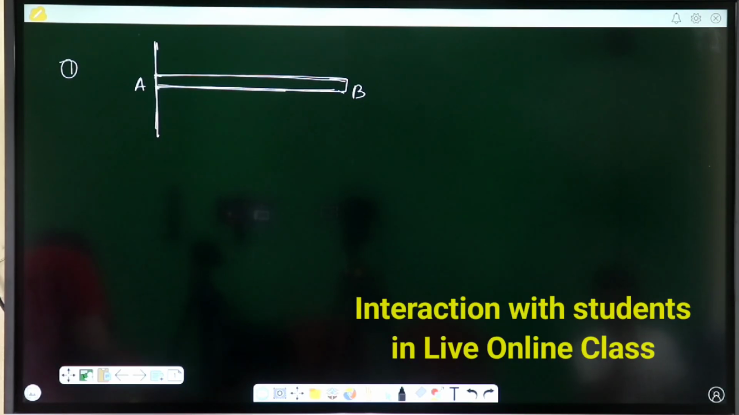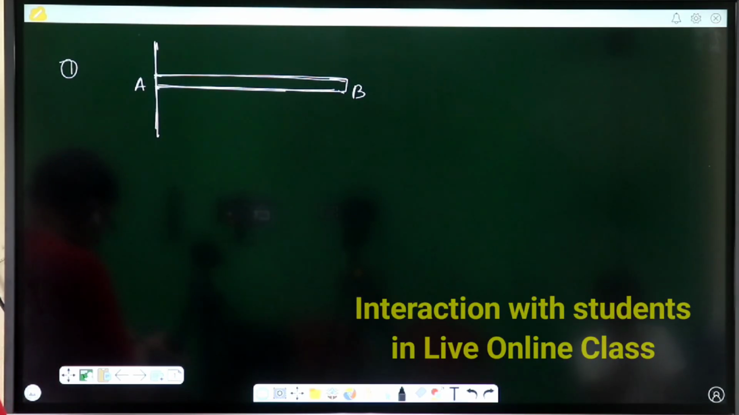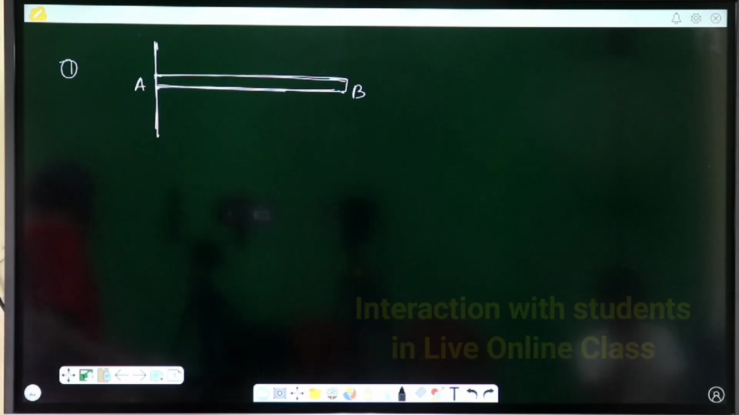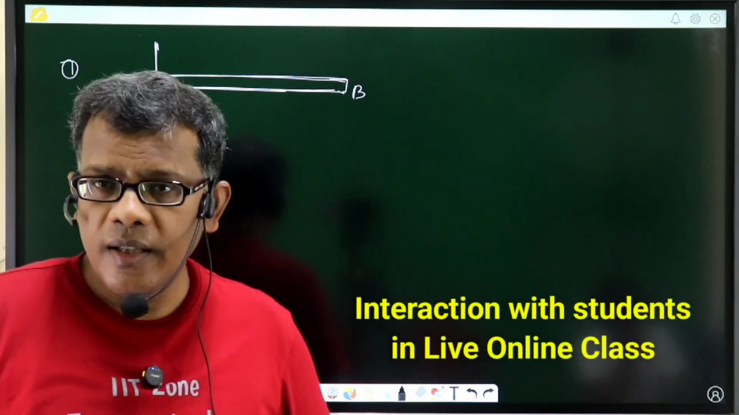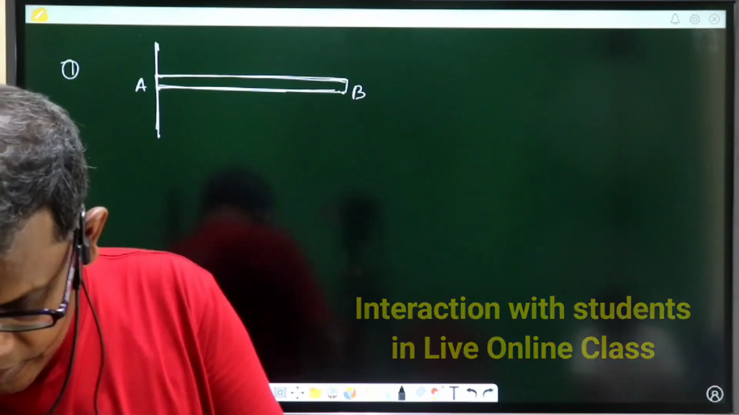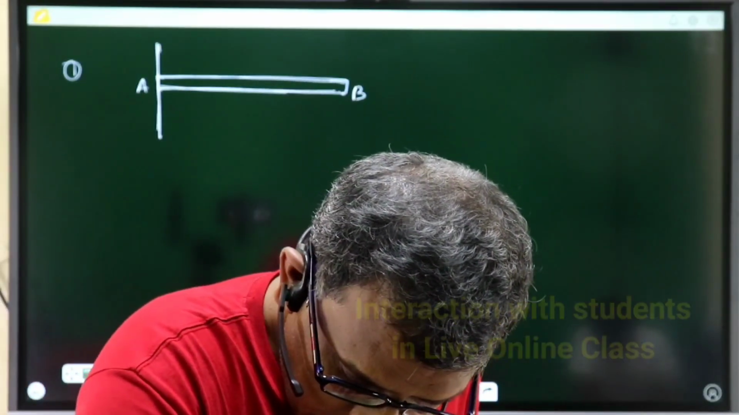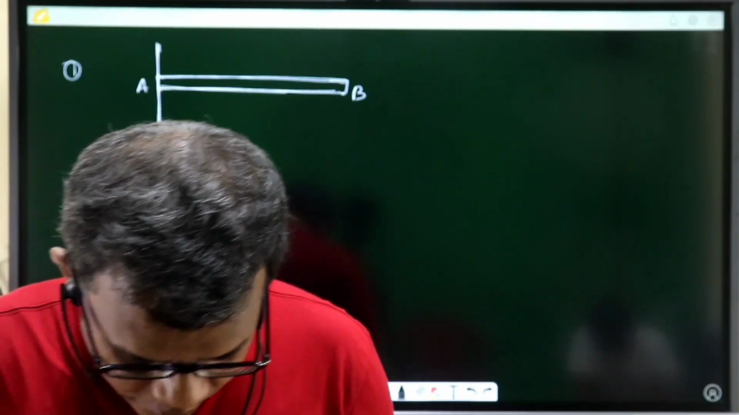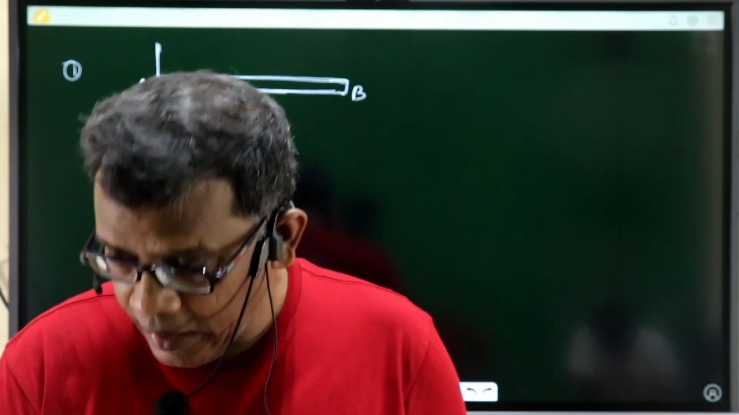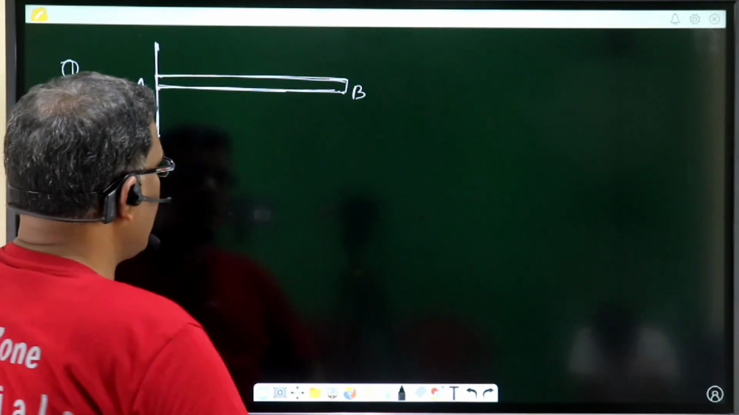What happened? No one knows this? Yes, the answer will be ML square by 3. How can you get that? Right, lambda into the element length that we can integrate, and the limit. See, I said that in the last class also.